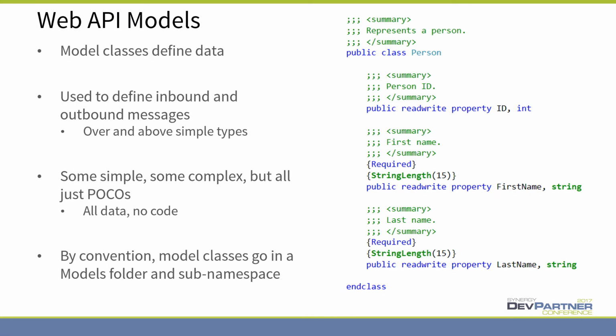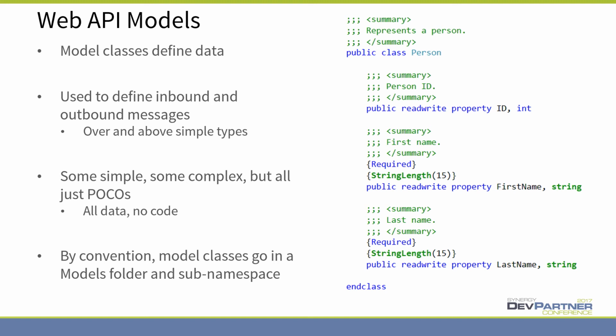Web API models are simply data classes. Richard talked about data objects quite a lot in the previous example, and a data class is just a class that has properties that represent the data we're dealing with. So in this case, we've got a very simple person class that has an ID, a first name, and a last name. And you'll notice there are some attributes on some of those fields, like required, string length 15, and so on. That's an environment called data annotations that exists in the .NET framework, and Web API has a built-in mechanism to validate that stuff.